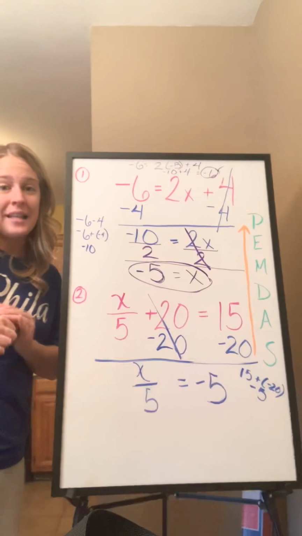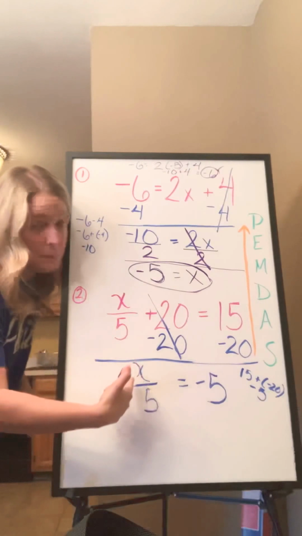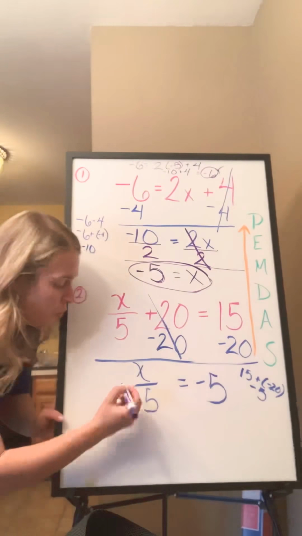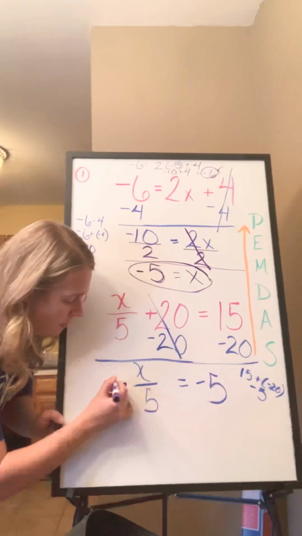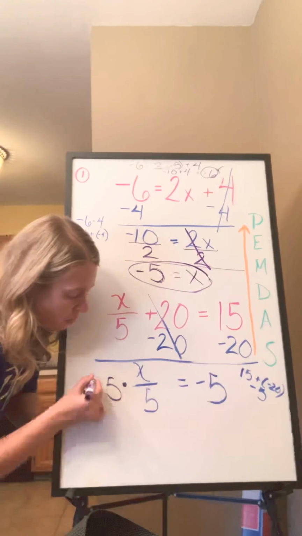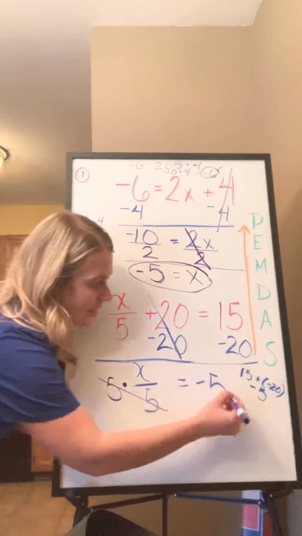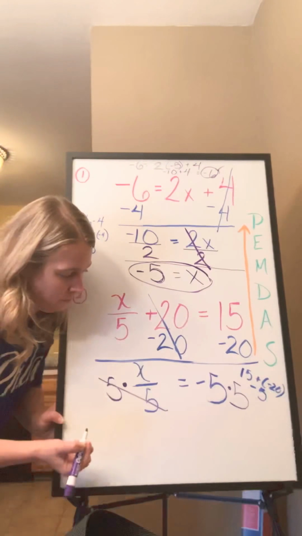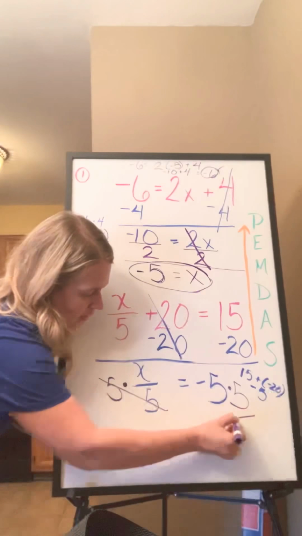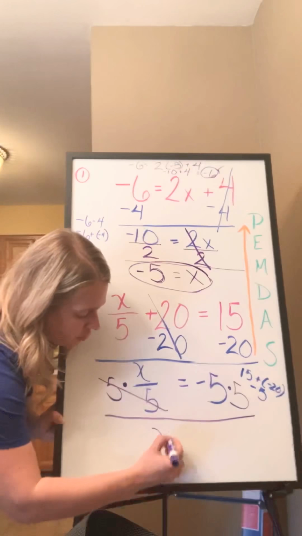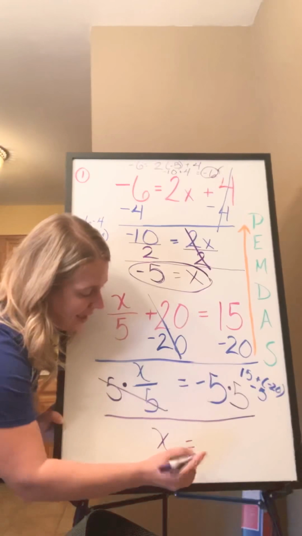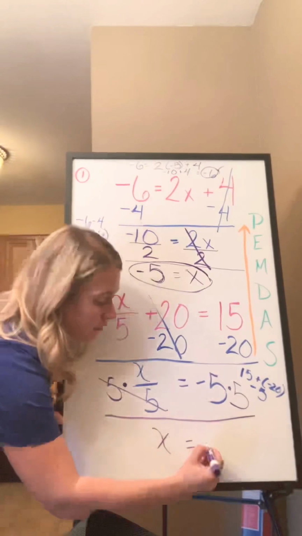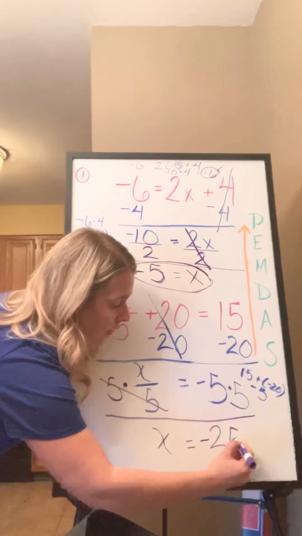All right, I still need to get that x on its own. So right now it's being divided by 5, so I'm going to do the inverse of division, which would be multiplying by 5. So these would cancel each other out, but I need to also multiply this side by 5. All right, that leaves me with x on its own, which is what I wanted, and -5 times 5 is going to give me -25.